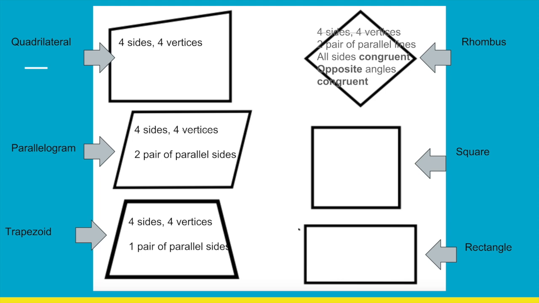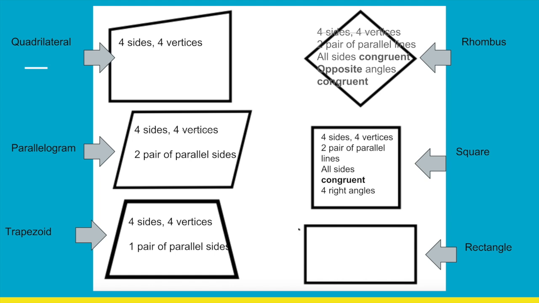So now let's look at the square. What attributes does a square have? It has 4 sides, 4 vertices, which means it's a quadrilateral. It has 2 pair of parallel lines, which makes it a parallelogram. All sides are congruent, and 4 right angles. That means all 4 angles are 90 degrees.